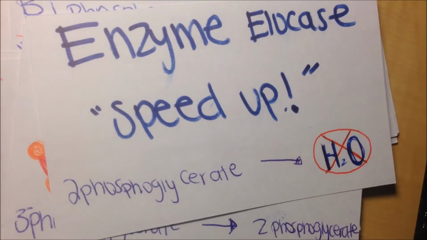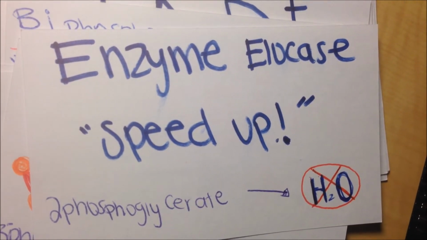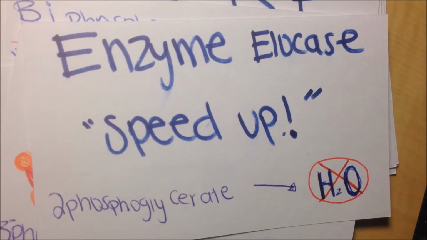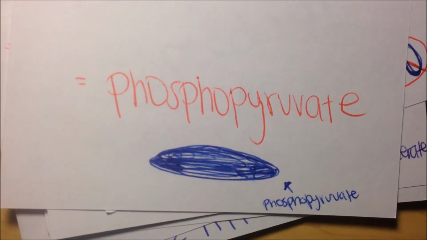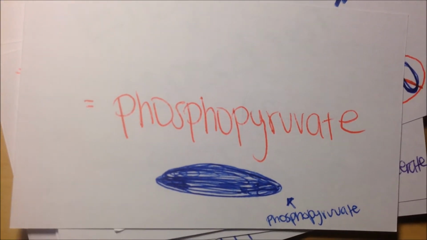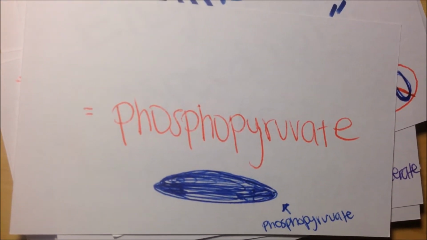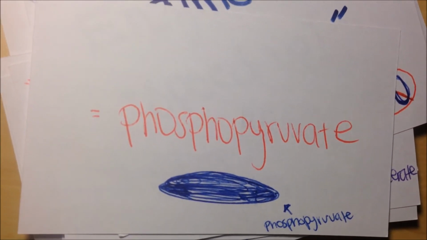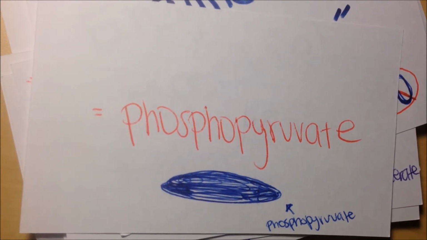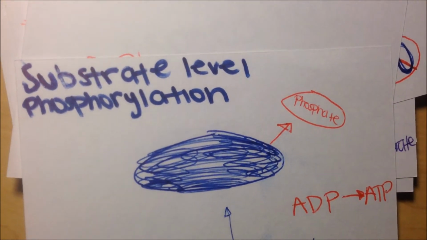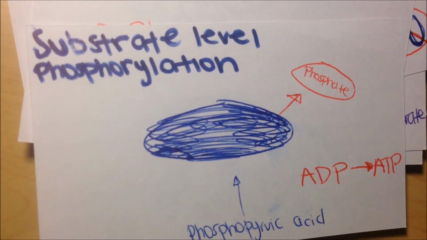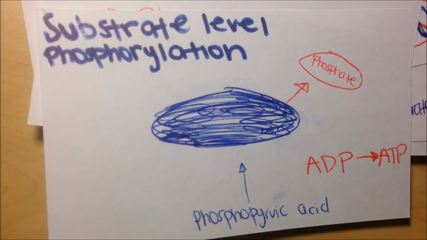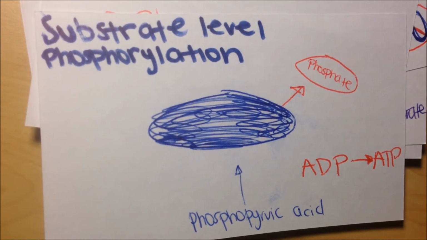The enzyme enolase speeds up the next step, which involves taking away the H2O from the 2-phosphoglycerate. When water is taken away, phosphoenolpyruvate is created. In this reaction, the phosphate on the phosphoenolpyruvate is prepping to let go to be used in the next step. Finally, phosphoenolpyruvic acid exerts its phosphate in order to turn ADP into ATP. This is all done through a process named substrate-level phosphorylation.